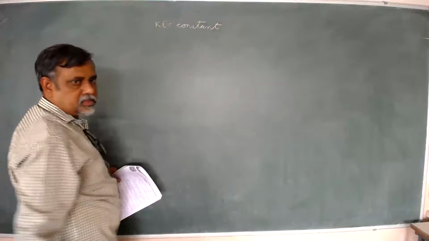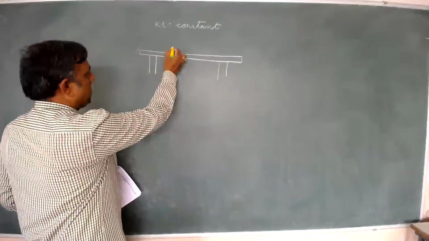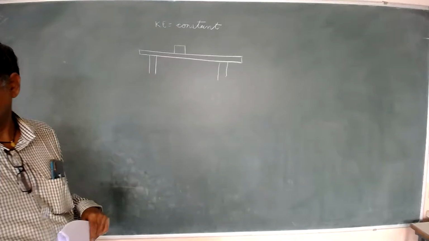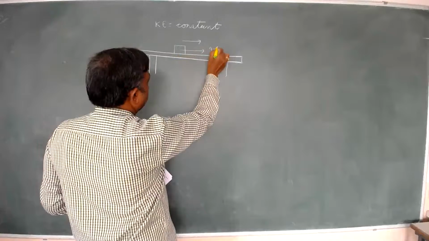There is a horizontal surface. The body is moving along it under the influence of electric force. Since the body is moving in a particular direction, there is an electric force QE in this direction.